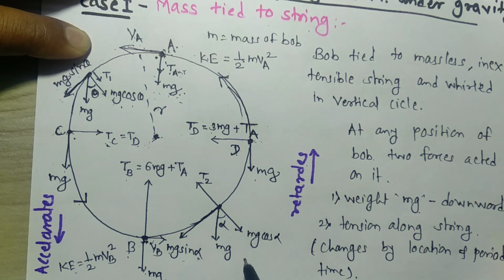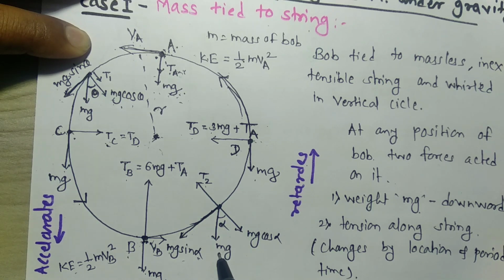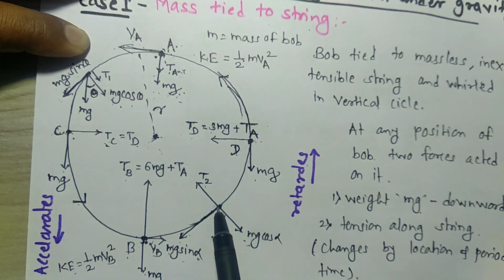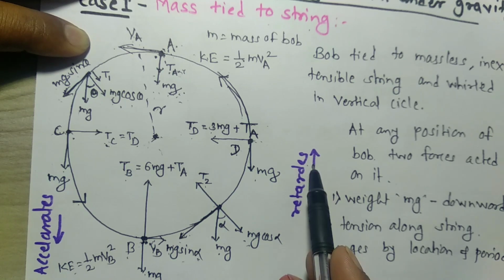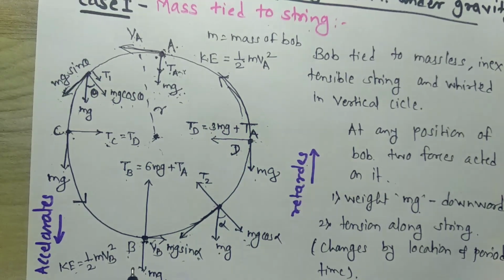And here again we consider T2, the tension toward the center, and mg acting in the downward direction, which is resolved into two components, mg cos theta and mg sin theta. Mg sin theta is against the motion of the particle when it moves from point B to A. That means it opposes the velocity of the particle, and therefore mg sin theta retards, that is, decelerates the particle when it is moving from point B to point A.